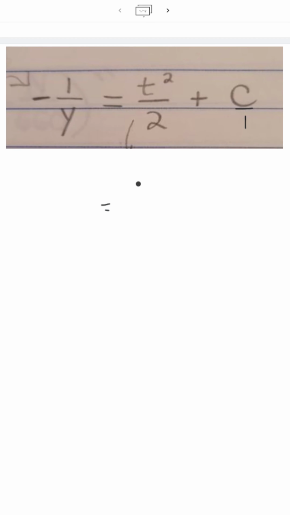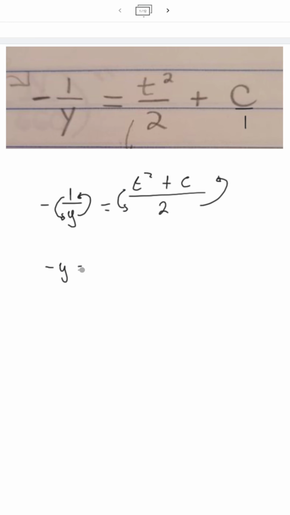So we can just rewrite the right side like this, t squared plus c over 2, and on the other side we just get this. And now we just flip everything over. So we'll send the y over here, and the 1 we send it back there, and I mean down there. And we're going to do the same thing over here. We're just going to flip everything. And so we're going to have minus y equals, and the 2 is going to be up there, and then t squared plus c.